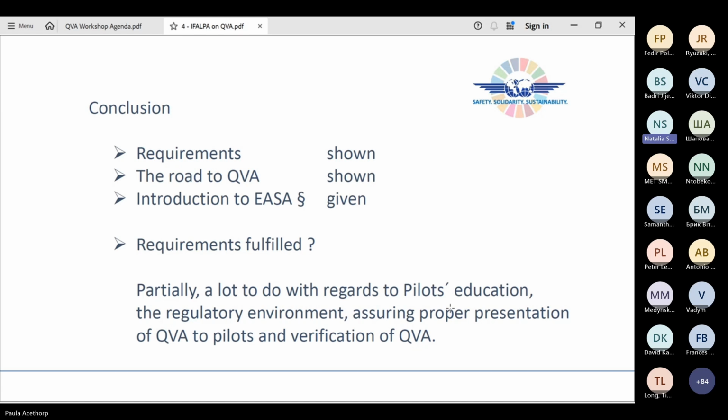The regulatory environment: 5 regulators in this room. I'd submit that's a low number for an event like this. And I haven't seen any text from regulators. We just have to make sure the presentation of QVA to pilots is done properly, and verification. And with that, I'd like to close my talk.